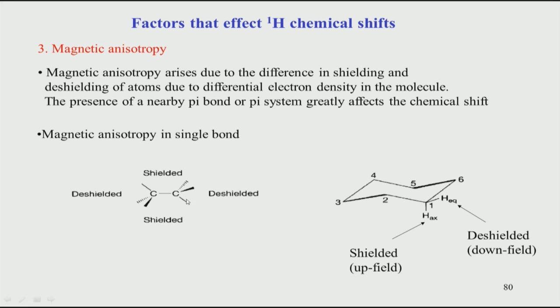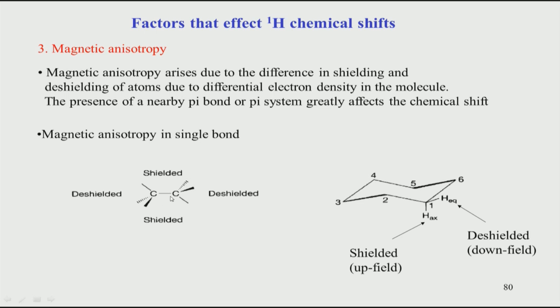So, shielding and de-shielding is something which we can very easily calculate nowadays using computational methods. There are a lot of softwares where if you give the structure of the molecule, it can calculate the electron density, and based on the electron density it can also calculate the shielding factor or de-shielding factor. So, this is how computationally nowadays is done.